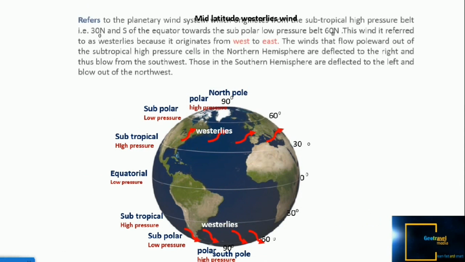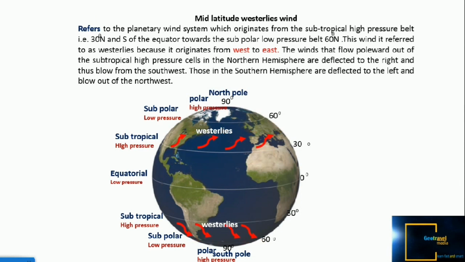Another type of global or planetary wind is westerlies wind. Westerly wind refers to the planetary wind systems which originated from the subtropical high pressure belt, that is 30 degrees north and south of the equator, toward the subpolar low pressure belt, that is 30 degrees north and south of the equator. This wind is referred to as westerlies because it originated from the west to east.